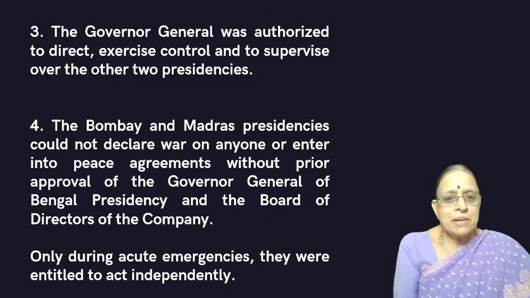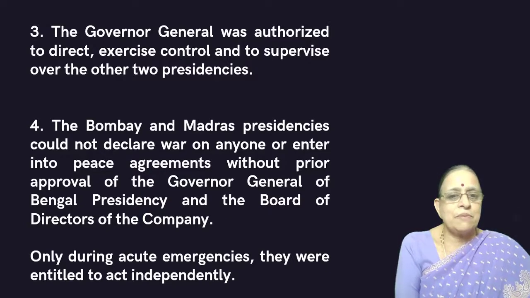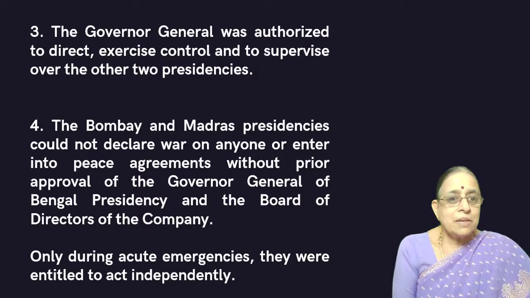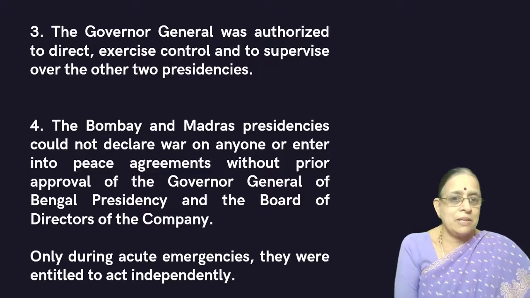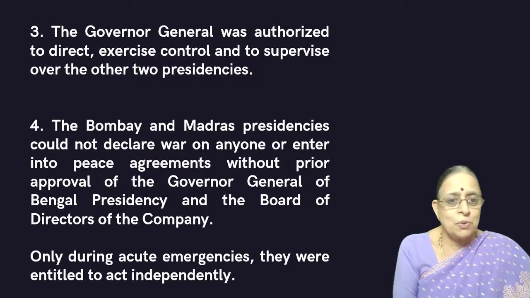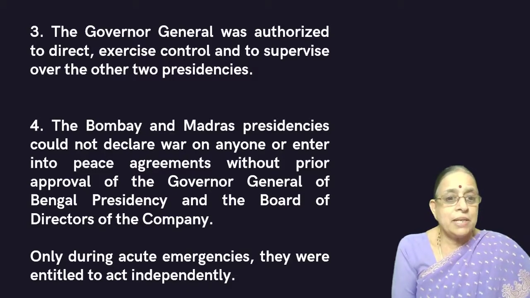The Bombay and Madras presidencies could not declare war on anyone or enter into peace agreements without prior approval of the Governor General of Bengal presidency. Now see, the Bombay and Madras presidencies were completely under Governor General rule. Without taking his permission, they were not allowed to enter either into war or peace agreements with any of the native rulers without taking the approval of the Governor General and the board of directors of the company.